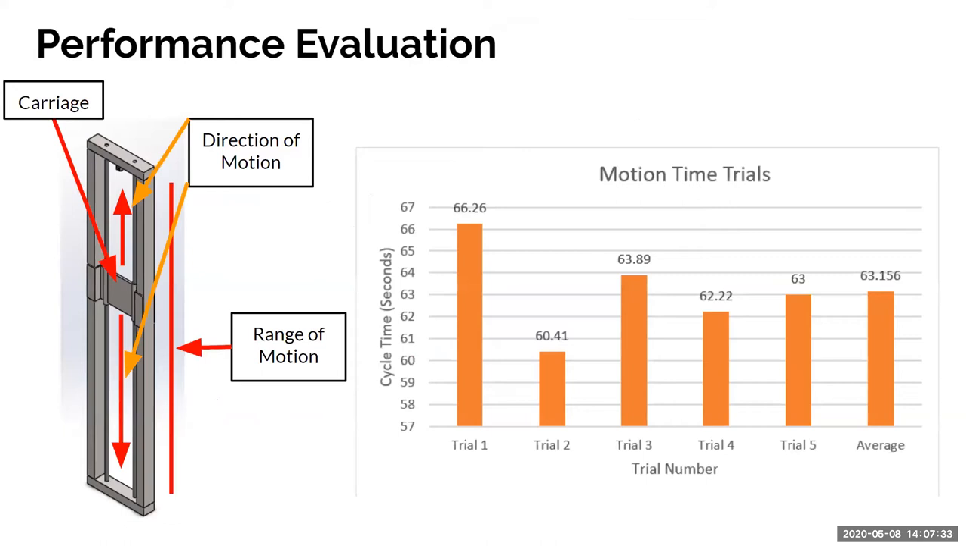So here's our performance evaluation. For our performance evaluation, we performed 5 time trials. The trials consisted of raising, lowering, and extending the machine to simulate changing a tube. As shown on the right-hand side, the average time was around 63 seconds for each cycle, which is well below our 2.5 minutes required.